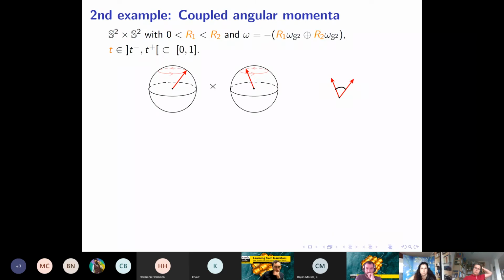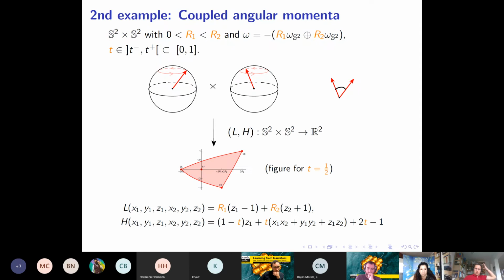The second example is the so-called coupled angular momenta, where you now have rotations on spheres. From a pure math point of view, this is interesting because it's a compact manifold, so you can again think about the relation to Karshon's classification.